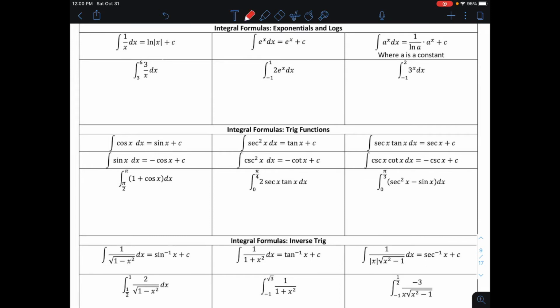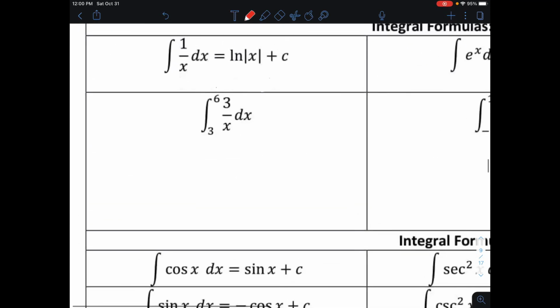Okay, let's look at the first problem on the left-hand side. So I want to find the antiderivative of 3 over x dx, and in fact, it's a definite integral. I want to go from 3 to 6. Well, we can use a property of integrals here, where if I have multiplication by a constant, I could take that constant outside of the integral and look at this as 3 times the definite integral from 3 to 6 of 1 over x dx. And then it matches our antiderivative formula exactly.